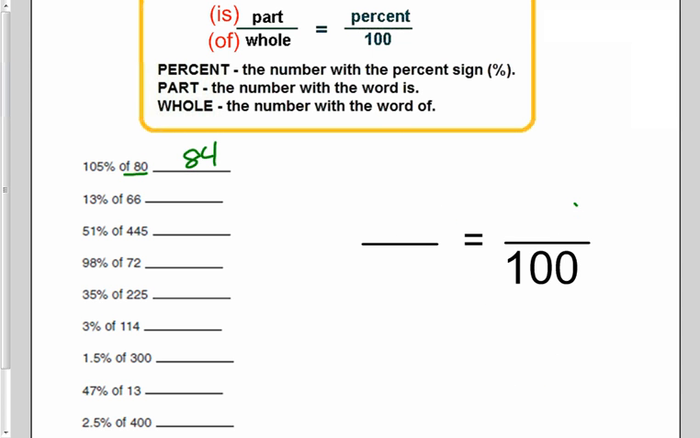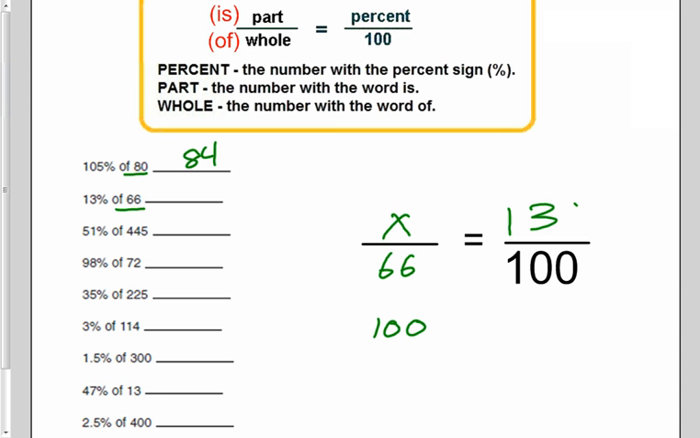All right, 13% of 66. So of 66, 66 is our whole. We want to know what is 13% of 66 gumballs. How many gumballs would that be? All right, so this will be my x. That's what I'm trying to figure out.